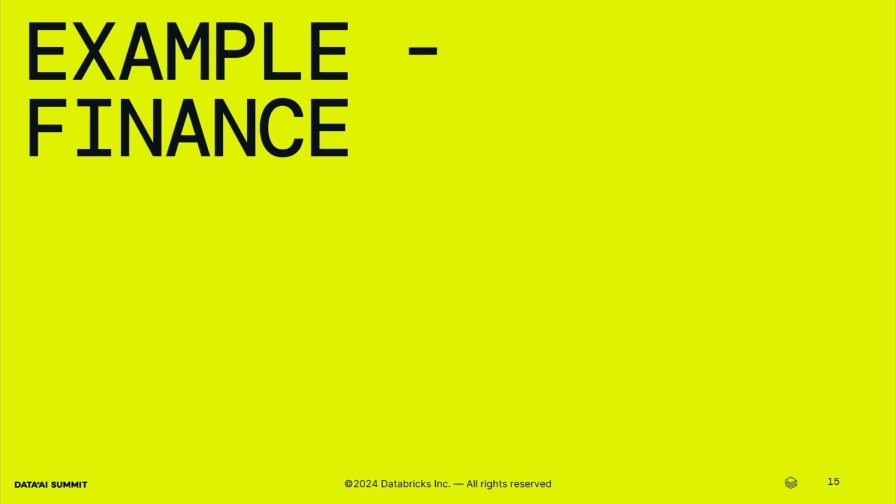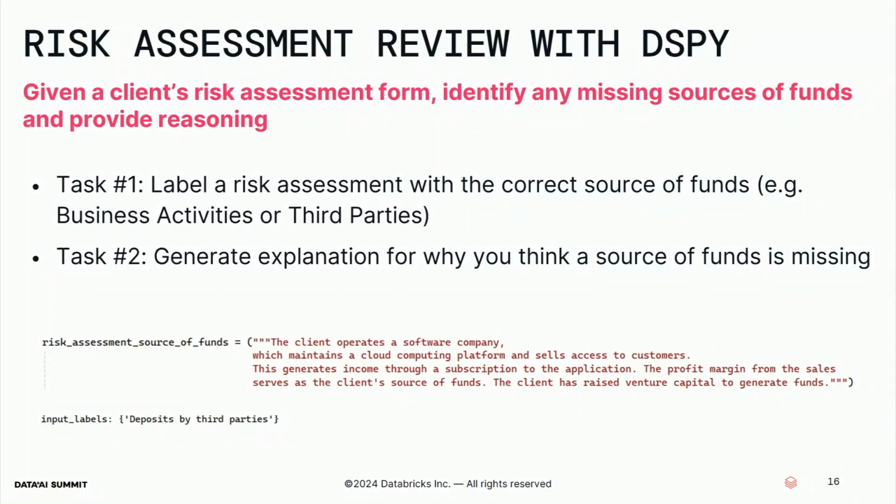So the first example is in finance. First of all, we need to identify where this new client is coming from, right? So remember the problem. We have this risk assessment form, we onboard a client for a financial institution. So DSPy gets a summary from the human analyst, describing the client and the human analyst's identification of the source of funds. Then you've got two straightforward tasks for the DSPy system.